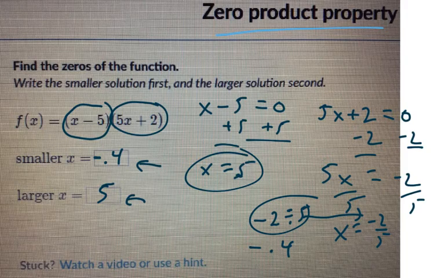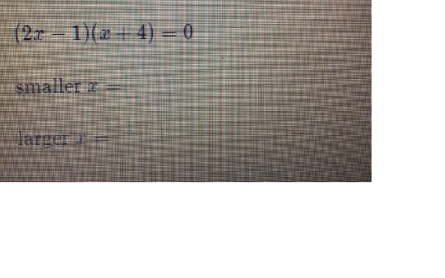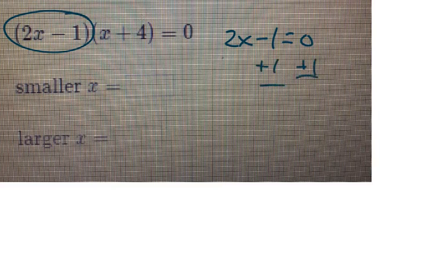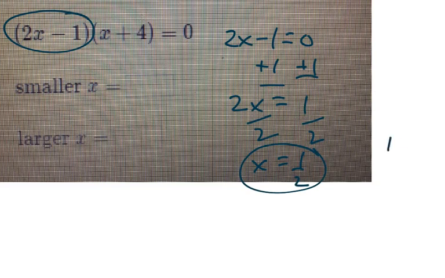All right, let's try another one. How do we make that 0? Well, if 2x minus 1 is supposed to be 0, we're going to add 1 to both sides. 2x is 1. Dividing by 2, x is 1/2. Again, divide that on your calculator if you need to. You're going to get 0.5.